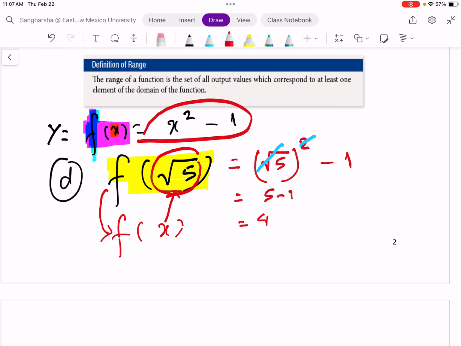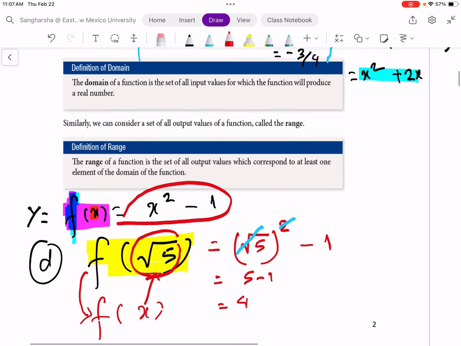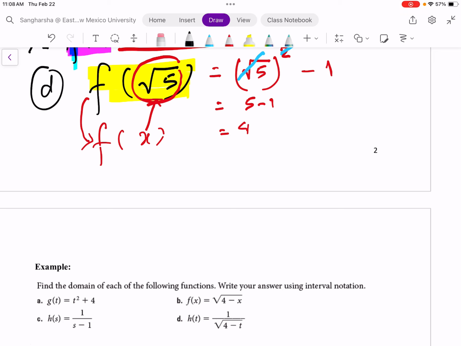Now let's go to the next number, number E, and we need to find f of x cubed. So for number E, you are asked to find f of x cubed. Are we asked to find the domain or the range here? Are we looking for the input or the output? We are looking for the output.